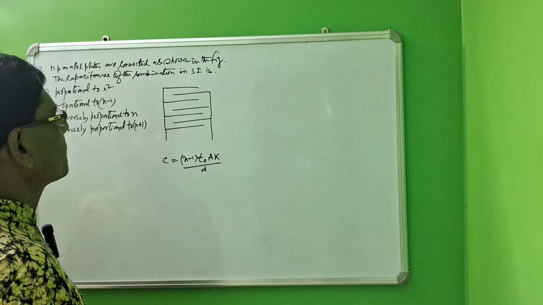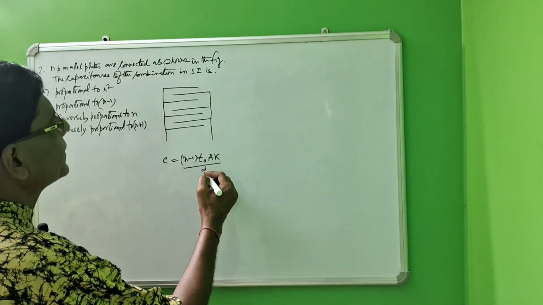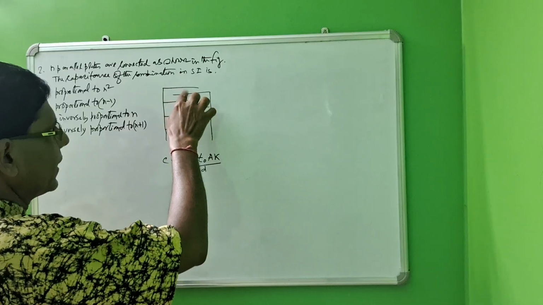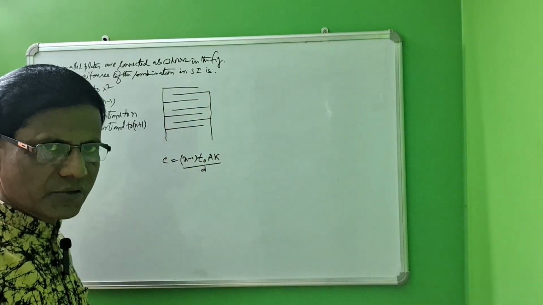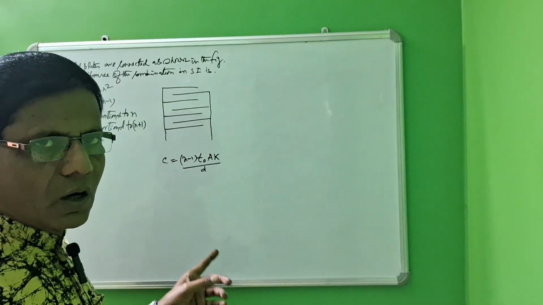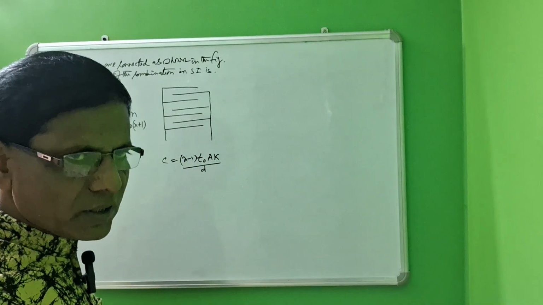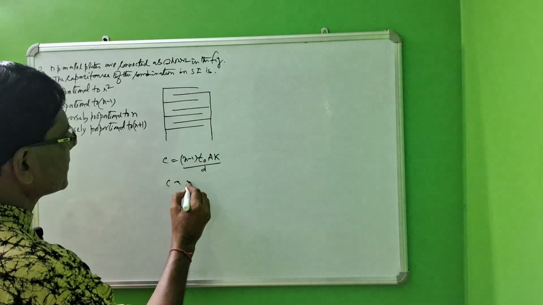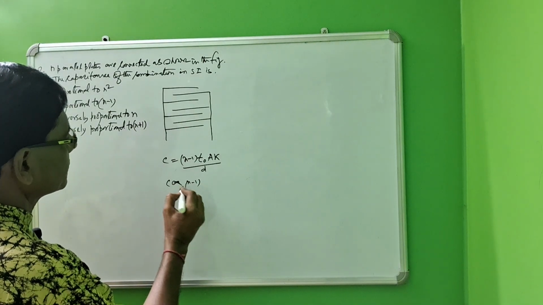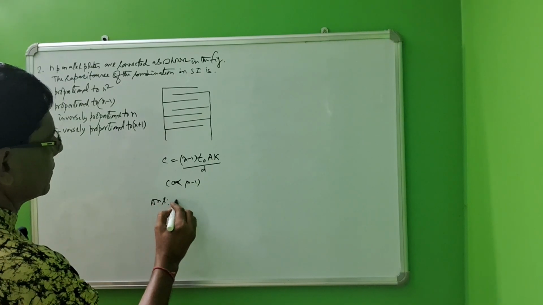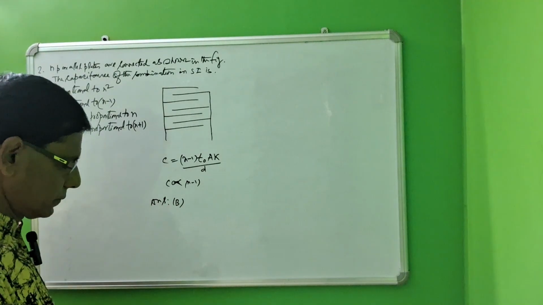So if A and D are constants, because K is already constant and epsilon 0 is already constant, then we can write C versus n minus 1. So the answer will be B.